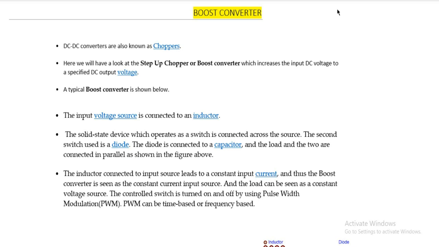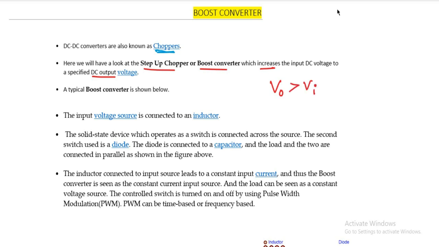Here, DC-DC converters are also known as choppers. Here we will have a look at the step-up chopper, or boost converter. You can name it as a step-up chopper or boost converter, which increases the input voltage to a specified DC voltage. That means the output voltage is greater than the input voltage.